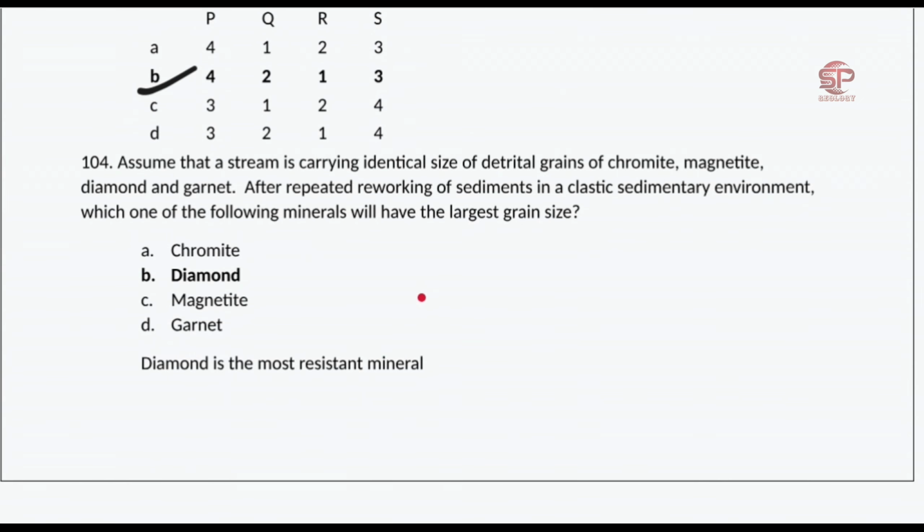Then assume a stream carrying identical sizes of detectable grains of chromite, magnetite, diamond and garnet. After erosion, which most resistant mineral will remain, or will have the largest grain size? Between these minerals, diamond is the most resistant mineral. It has the highest hardness, so it will be the resistant mineral. It will have larger grain size after erosion. Answer will be D. Sorry, B.